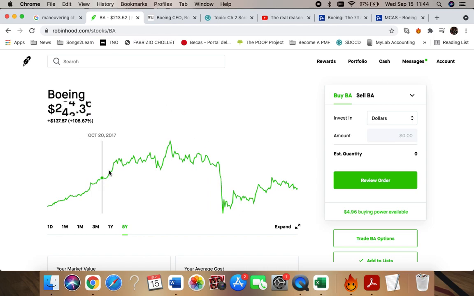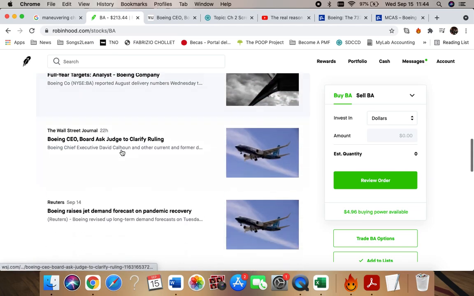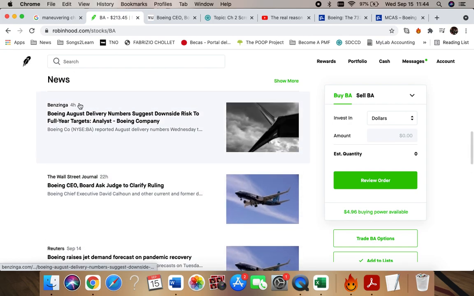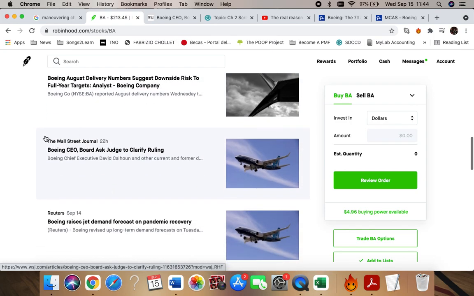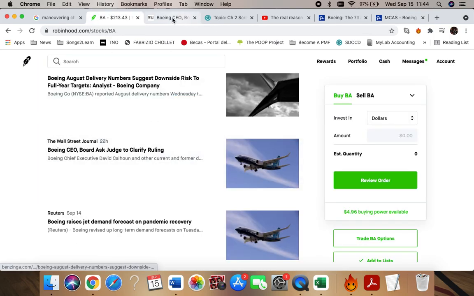So this platform allows me to see the performance of the companies, and it gives me news and updated information regarding these companies. For example, this article was uploaded 4 hours ago. The Wall Street Journal published an article 22 hours ago. Why is the MCAS, this technology, very relevant today?